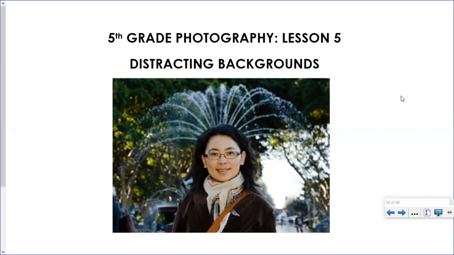As you can tell from the first picture down here, this lady, when they took the picture of her, should not have been placed right in front of that water fountain because it looks like the water is spouting right out of the top of her head. So this is a great example of a distracting background. When you look at the picture later, you think, whoa, what was I thinking? I should have moved her to a different place.